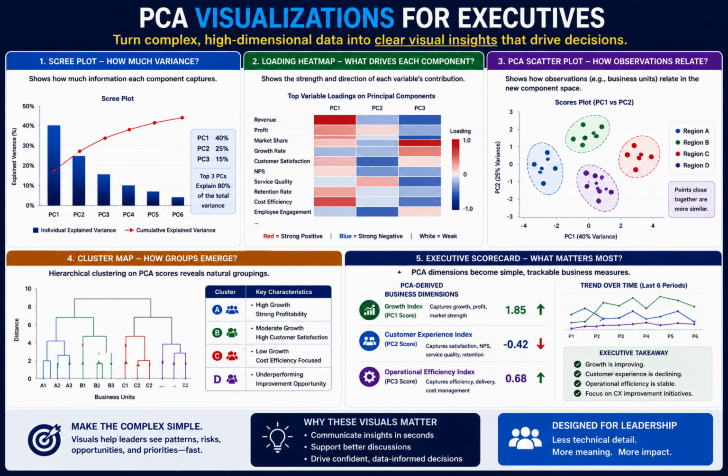A loading heat map reveals which variables drive each component. Scatter plots help identify relationships and natural groupings. Cluster diagrams uncover segments that may require different strategies. And executive scorecards transform PCA dimensions into simple, trackable business measures.